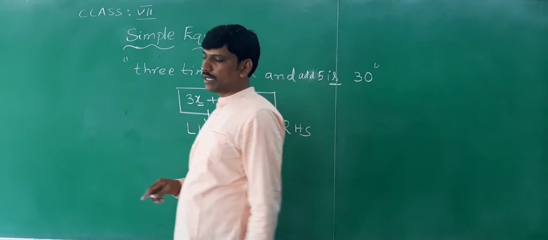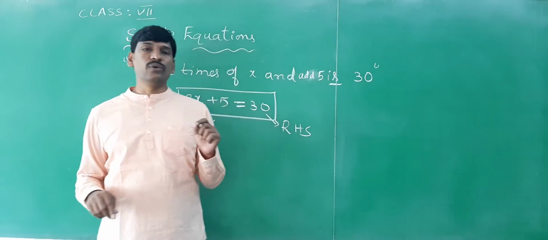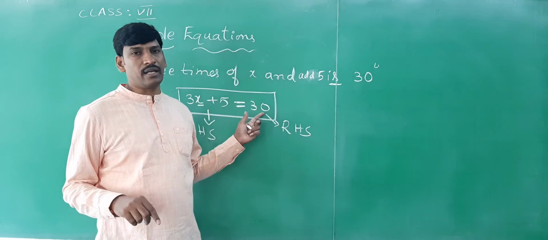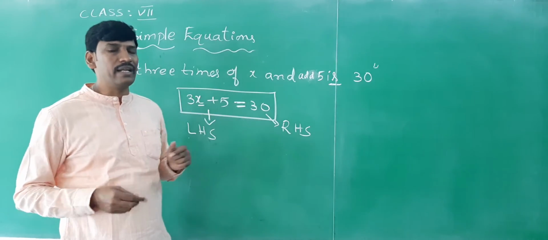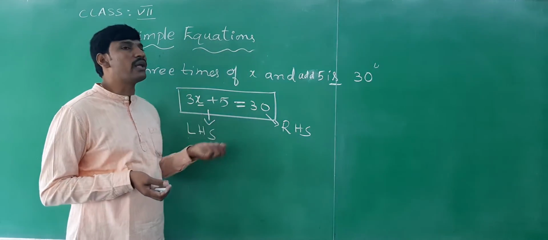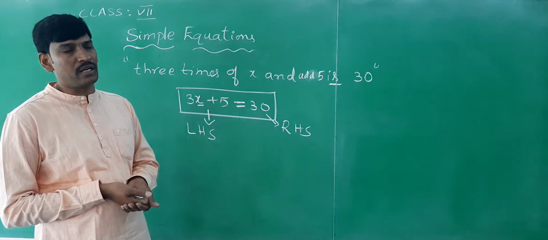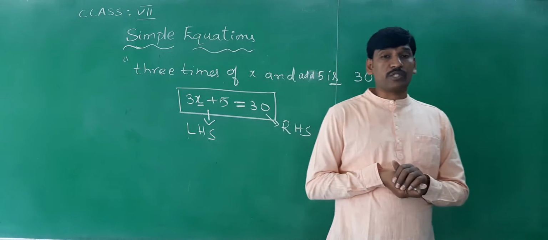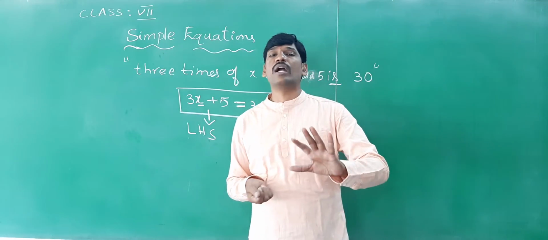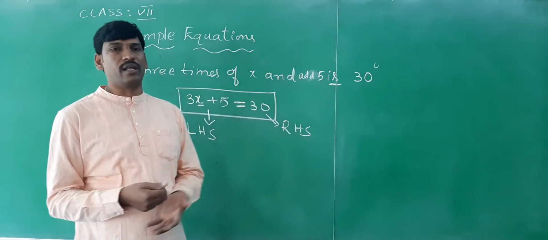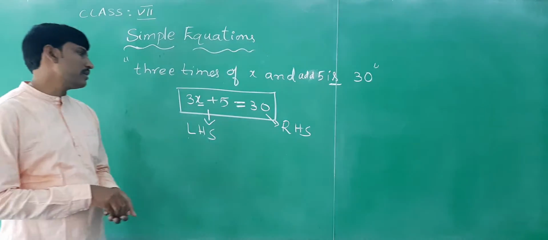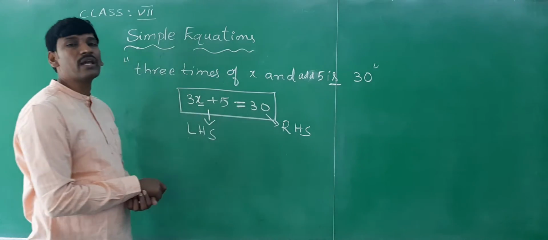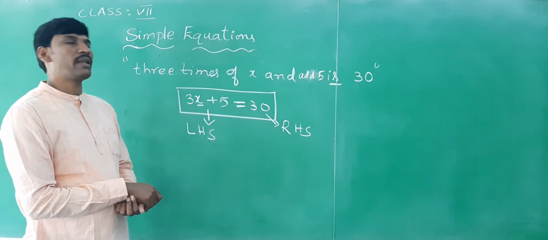But it contains only a single value to satisfy this condition. Clear, children? This is one of the conditions. We can say that it is a simple equation. What is a simple equation? It contains an equal sign. An algebraic expression containing an equal sign is called a simple equation. We can say this generally. Right, children? That means both the parts must be equal.